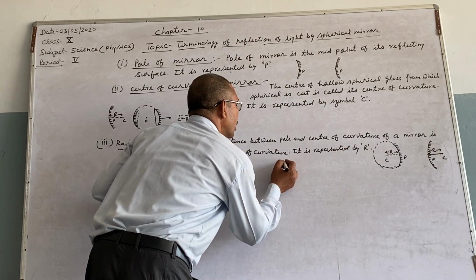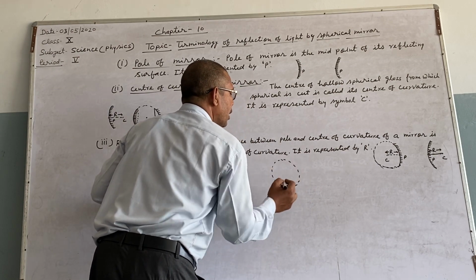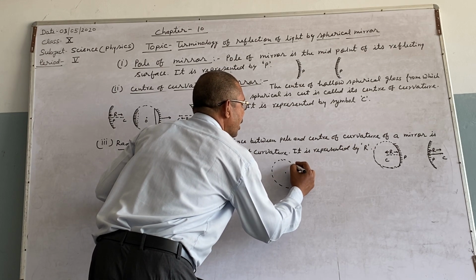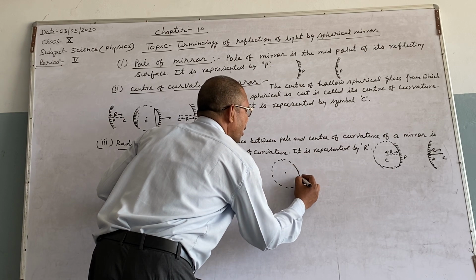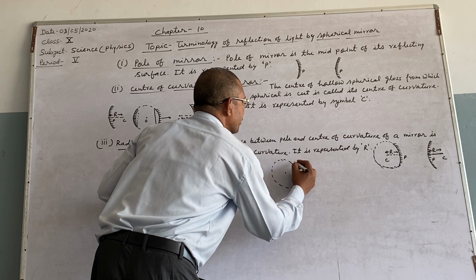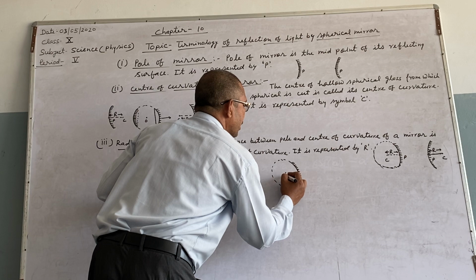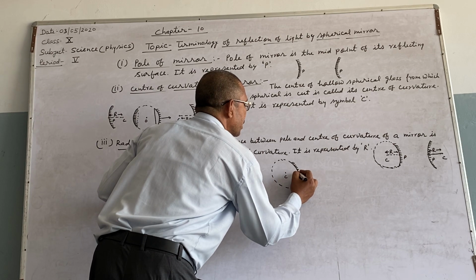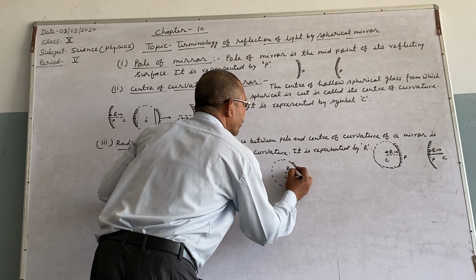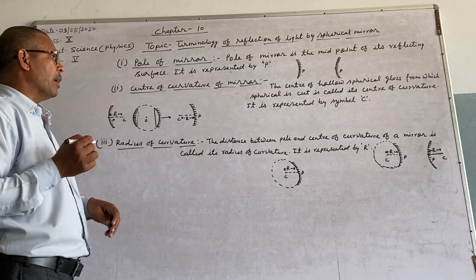If you want to draw the correct structure, then you should write like this. This is the center and this is the part of mirror, like this, and this is C, this point is P, and this is the radius of curvature, right? So this is radius of curvature.